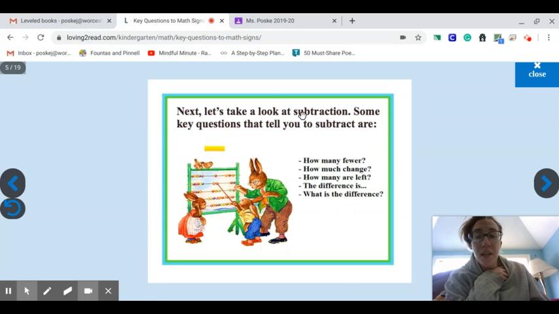Next, let's take a look at subtraction. Some key questions that tell you to subtract are: how many fewer? How much change? How many are left? The difference is, what is the difference? So fewer, how many are left, difference, how much change, those are key words and key phrases for subtraction.